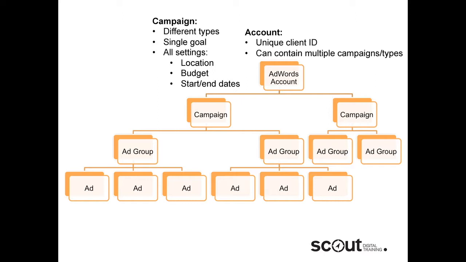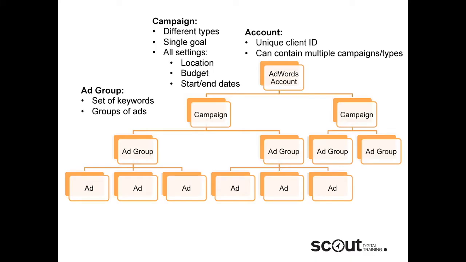The campaign settings are going to dictate how many campaigns you have and how you run them, but usually, because it's at that campaign level that we set the location, so where we want our ads shown, the budget, what that daily budget is, and the start and end dates if they apply, or whether or not it's an ongoing campaign that you can pause and enable manually.